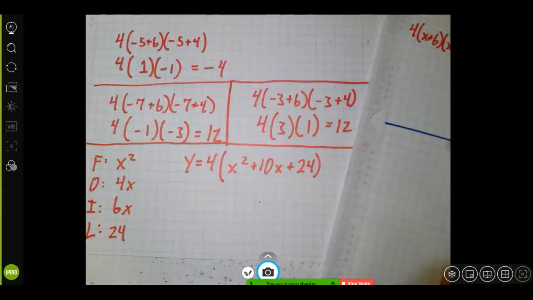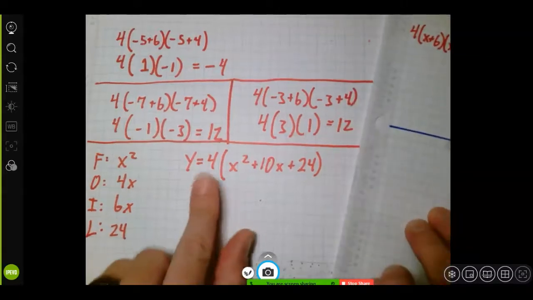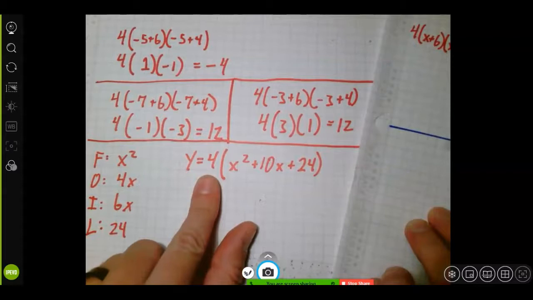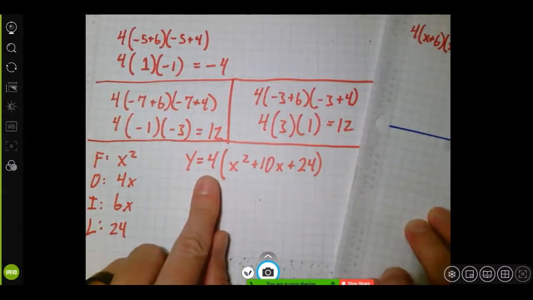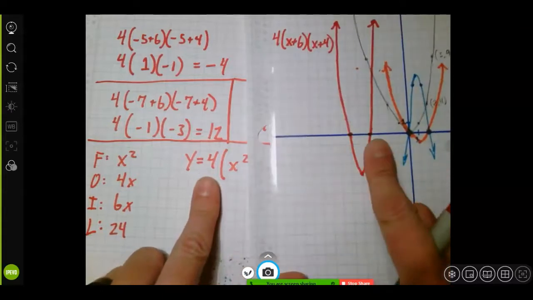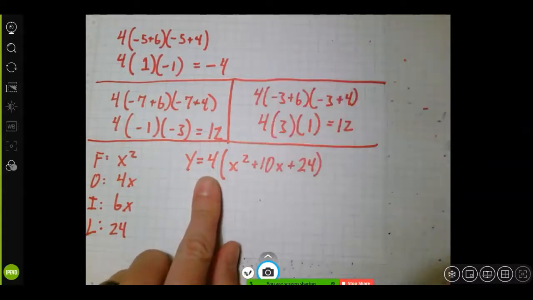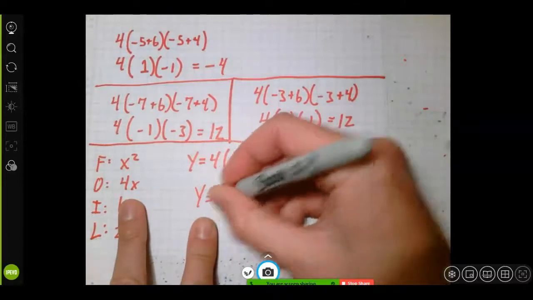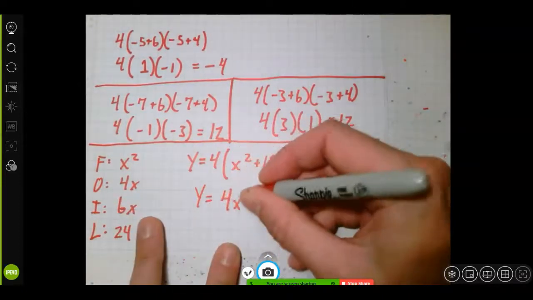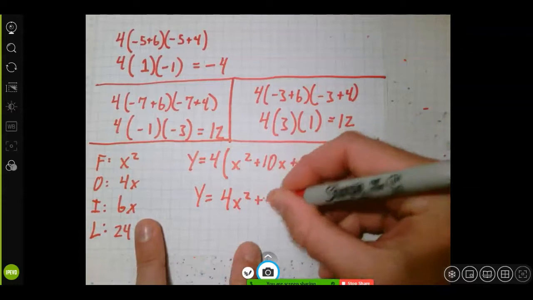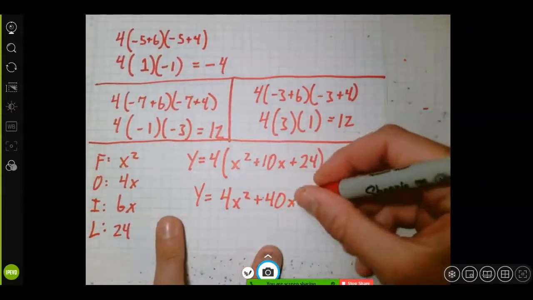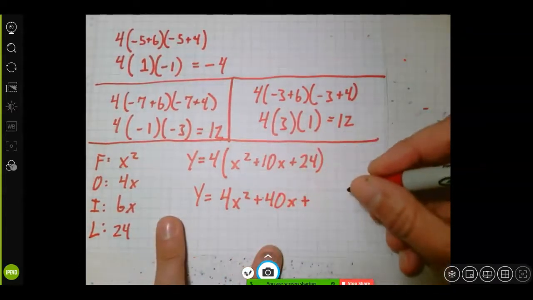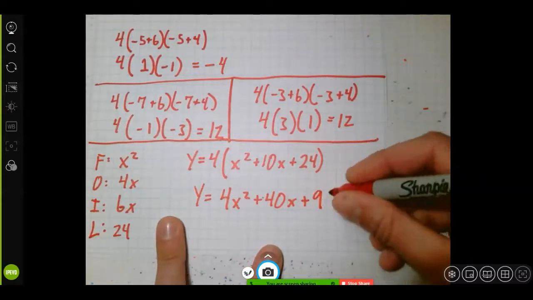Somebody unmute and just tell me what I need to do. Multiply it by the 4. Yeah. Oh, yeah. This 4 matters now, right? The 4 doesn't matter for our zeros. That multiplier out front doesn't impact our zeros, but it impacts everything else. So this y equals is actually 4x squared plus 40x plus 96? Thank you.